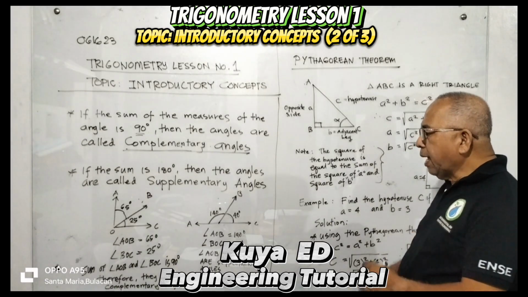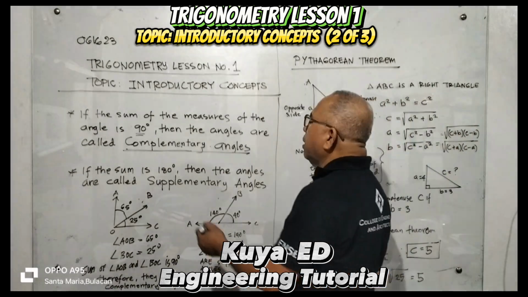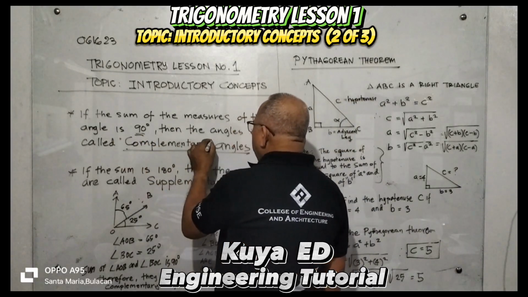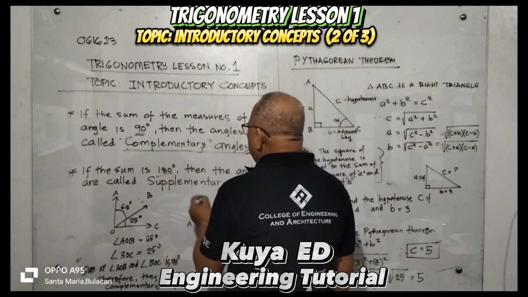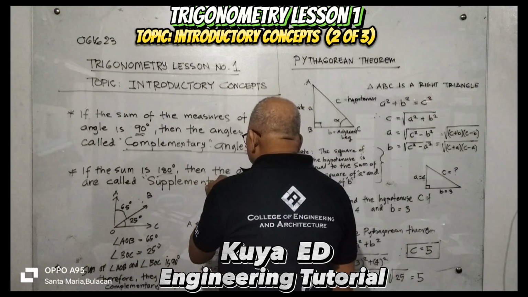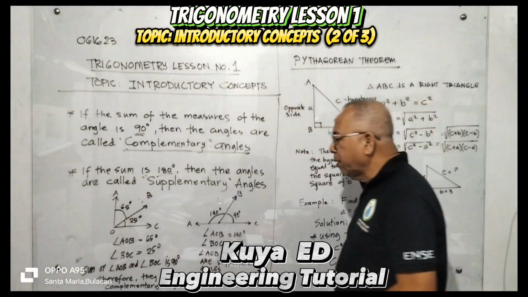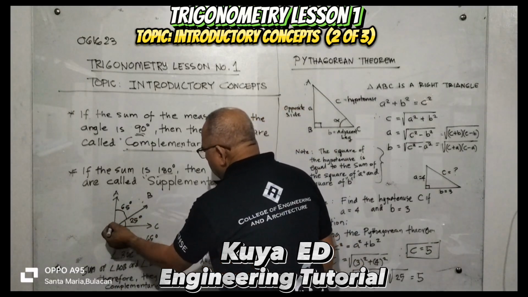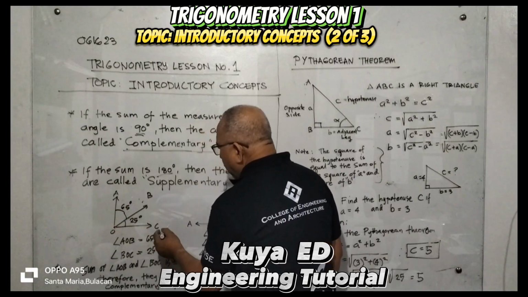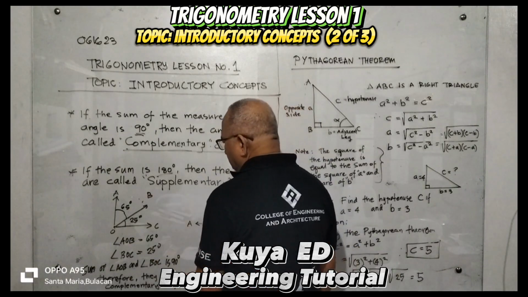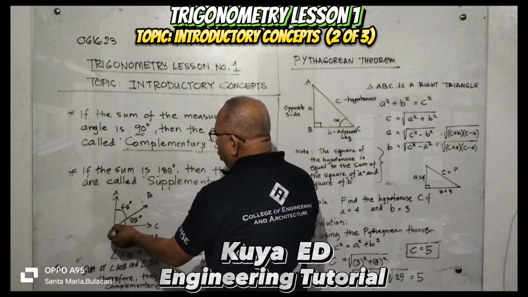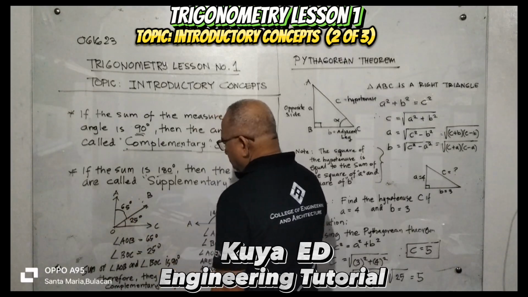So, madali salita, what is important is if the sum is 90, then complementary. If the sum is 180, that is supplementary. So, madali na lang nating maintindihan. So, katulad nito, kunwari, we have here in what we call, sabihin na lang natin, the first quadrant. And we have here O to C, O to B, and O to A.